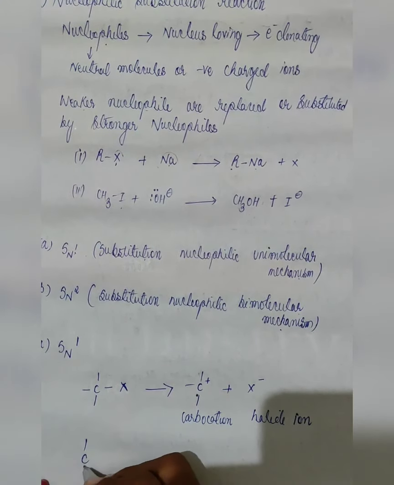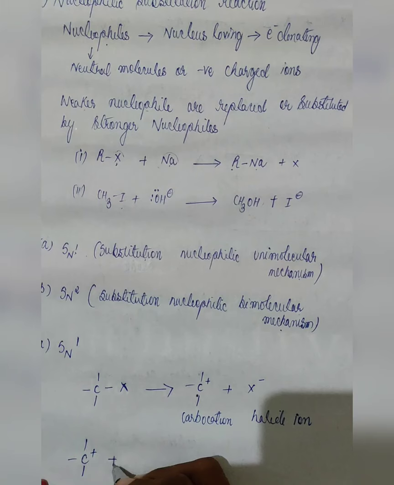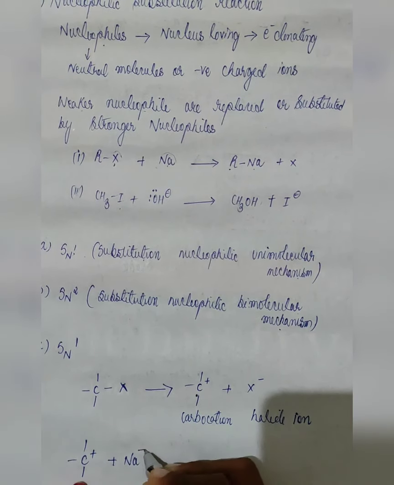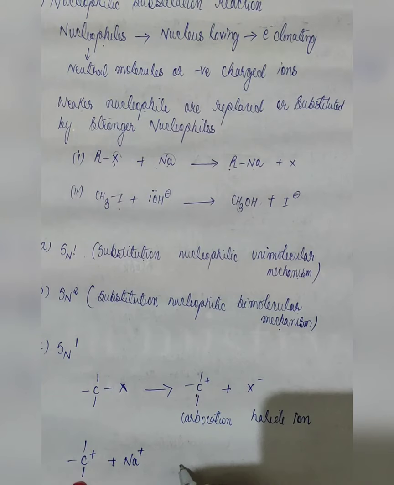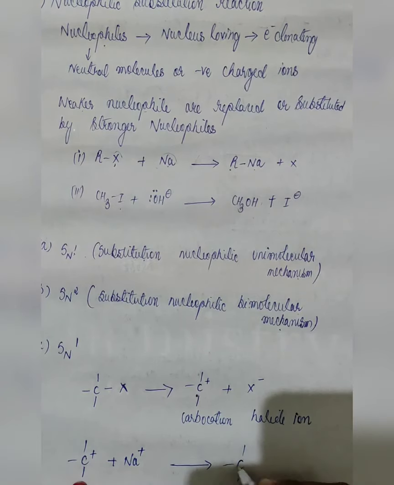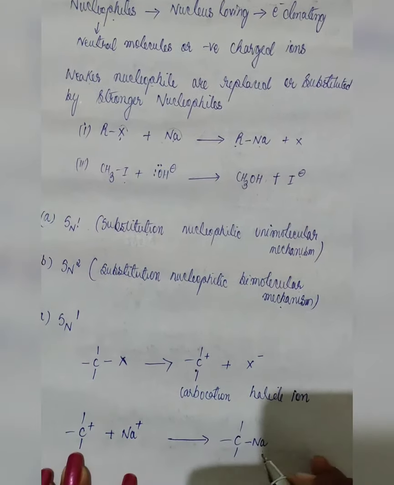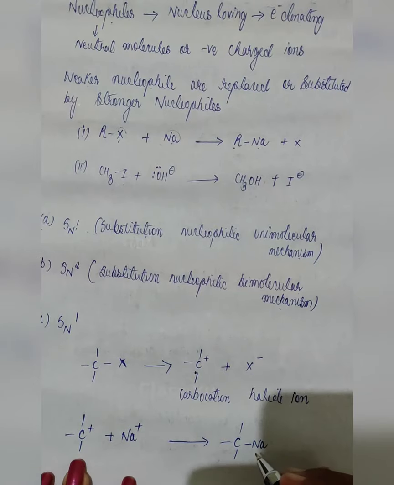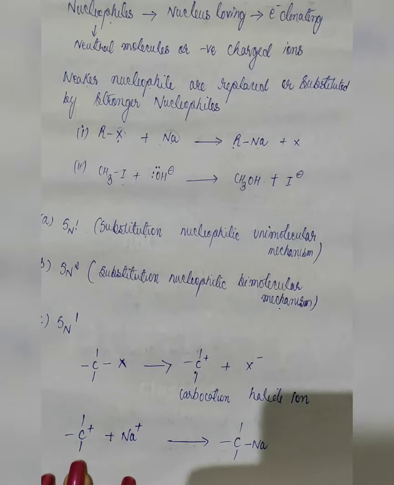Now we have the carbocation. It will be attacked by any nucleophile. Let us take Na plus as a nucleophile in this case. Now it will attack the carbon of the carbocation, and it will give us this product. Now, the more the stability of the carbocation, the faster will be the rate of the reaction.